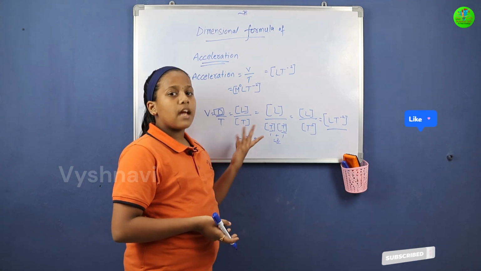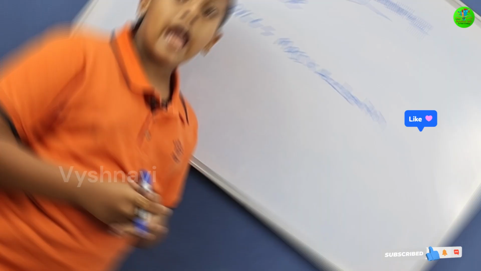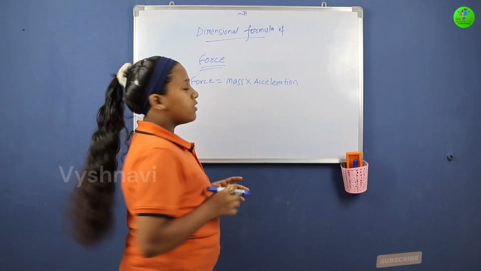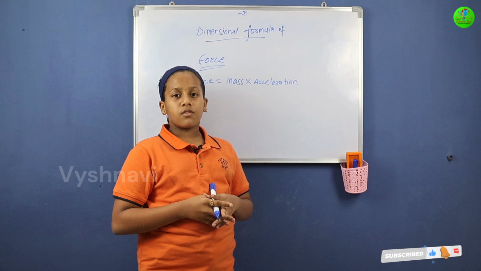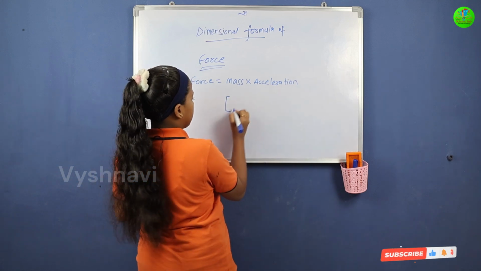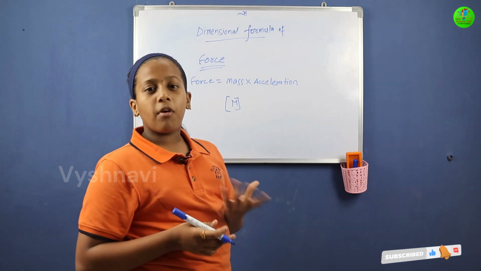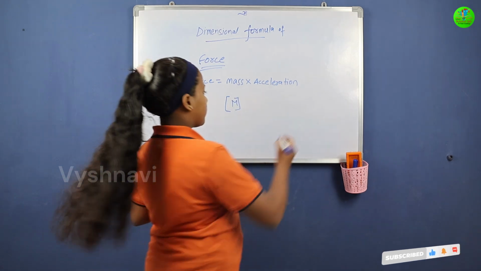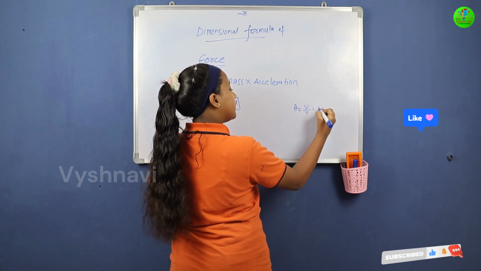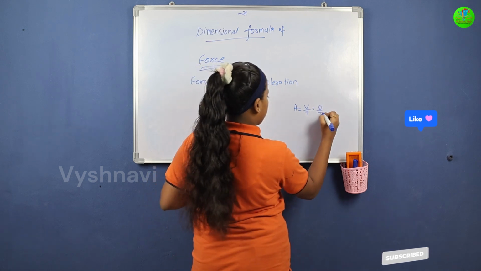And our fourth one is the dimensional formula of force. What is the formula of force? Force is equal to mass into acceleration. See, this is mass. What is the formula of acceleration? Acceleration is equal to velocity by time. Velocity is equal to distance by time.